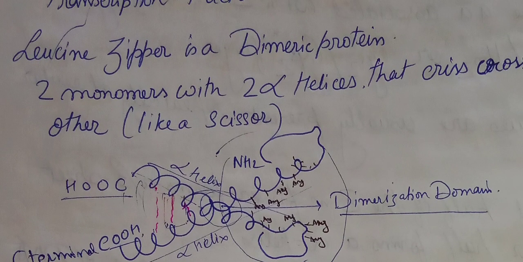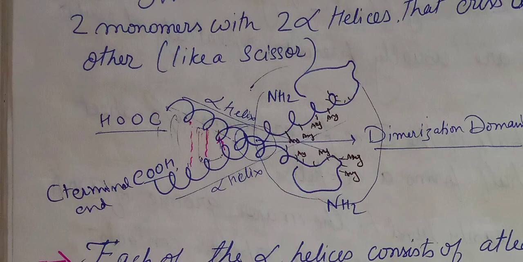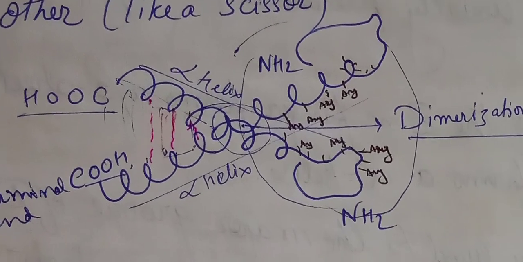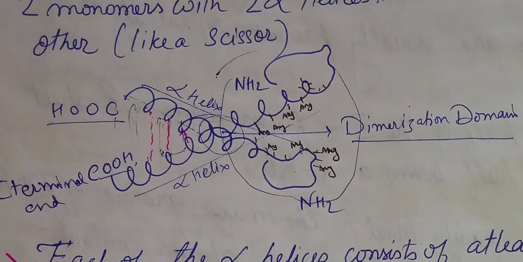So leucine zipper is a dimeric protein. That means it is made up of two monomers with two alpha helices that crisscross with each other to form something like a scissor, right? And you can see clearly the alpha helices found in each of these two monomers, and they crisscross each other to form a point. That point is your dimerization domain.